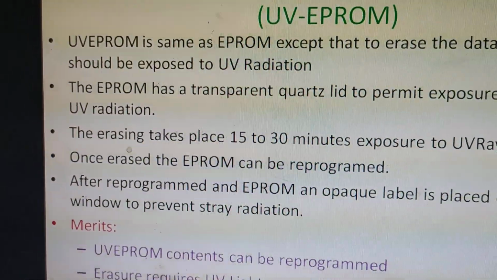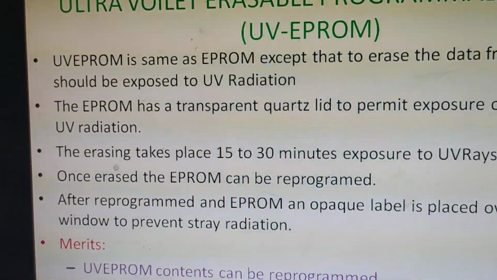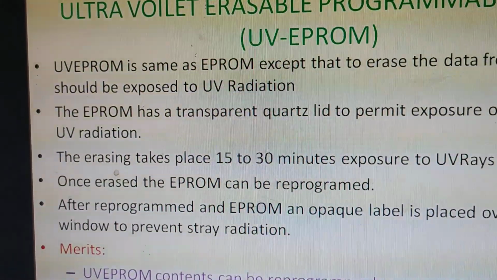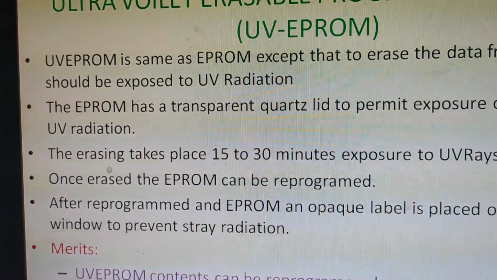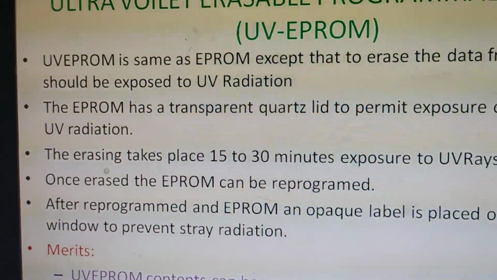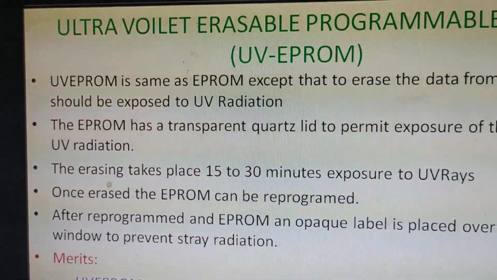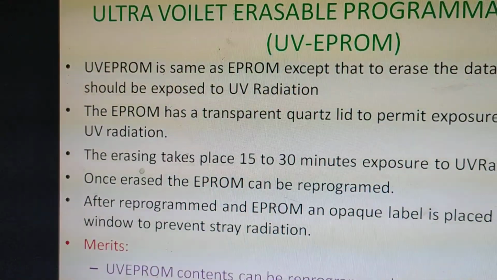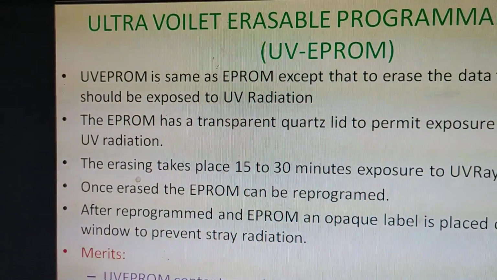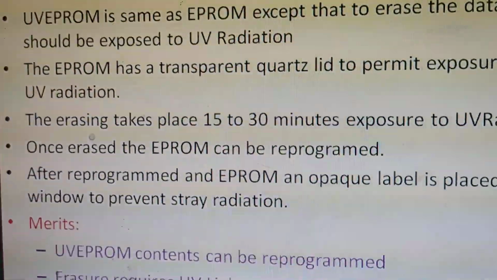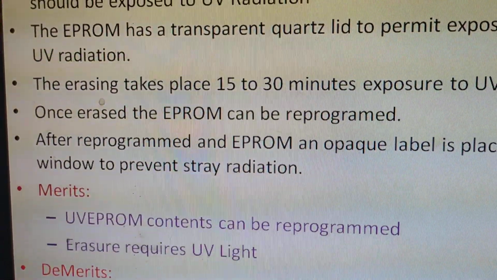Okay, and after reprogramming, it is essential to replace the lid of the EPROM by an opaque label. We can cover that with a label so that if any stray radiation comes into the UV-EPROM, the data might be erased. That is why it has to be covered with a protective opaque label.